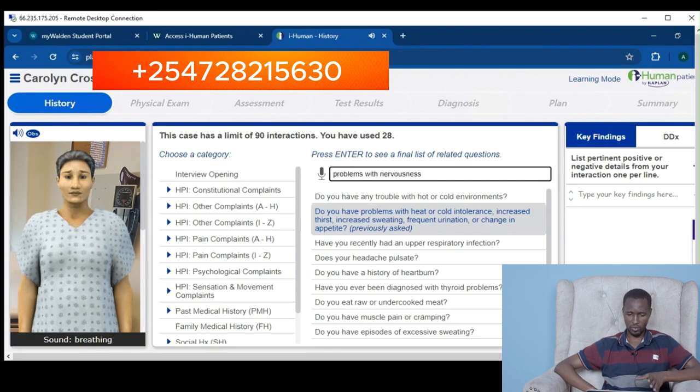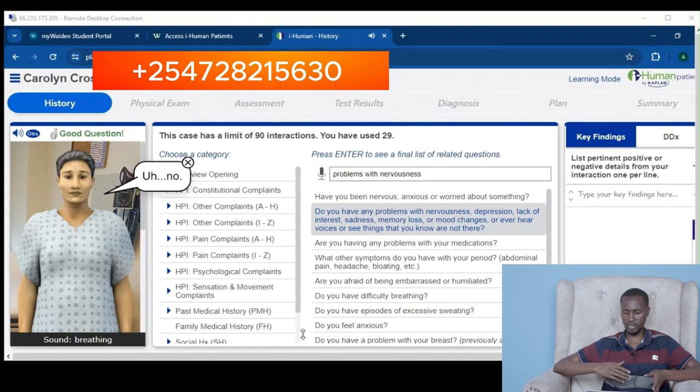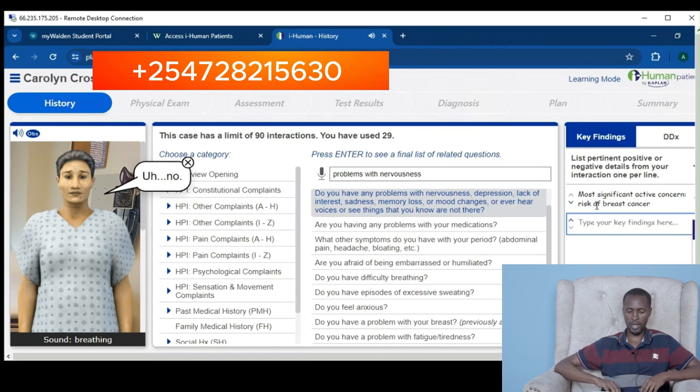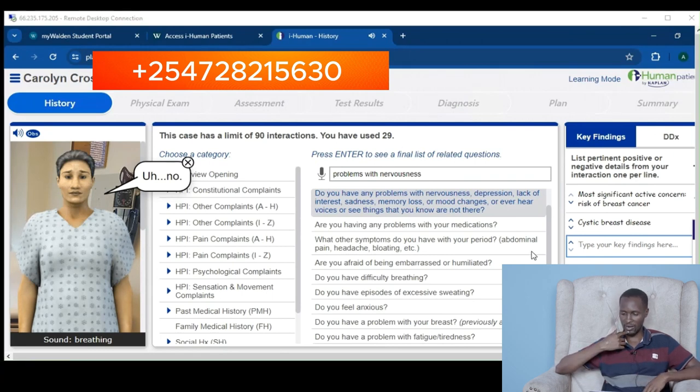Once you are done with the questioning, formulating the basis for the patient's reason for the visit, then from the answers that the patient gives, you have to note down your key findings from that patient. In Carolyn Cross's case, our key findings were that the most significant active concern was risk for breast cancer, because she is concerned about that.